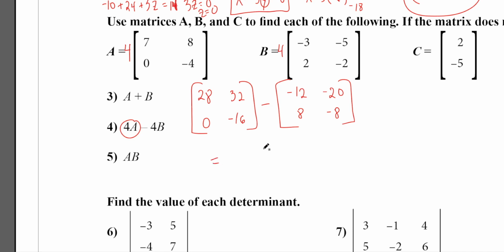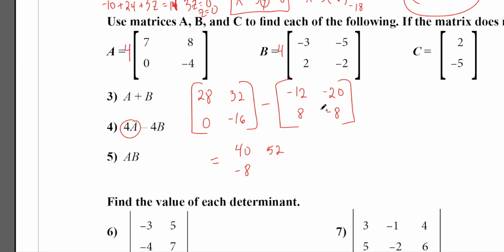Let's write it down here. So it's 28, look, it's not 28 minus 12. What is it? 28 minus negative 12, which is, can we do this in our head? Yeah, let's try to do it in our head. 28 plus 12, which is what? 40. Okay? And then 32 minus a negative again. What's minus a negative? Plus. 32 plus 20 is 52.